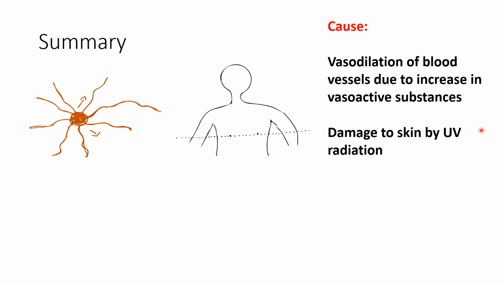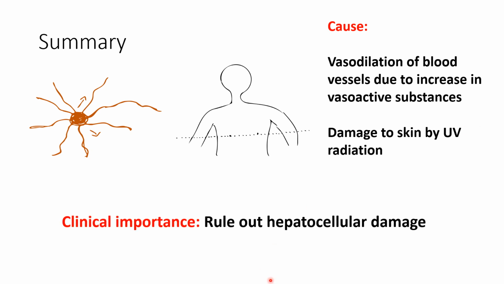And why are we reading the spider nevi? What is the clinical importance? If you see spider nevi in any patient in these areas, remember one thing: always rule out hepatocellular damage, because if it is benign or asymptomatic, it is okay. But rule out hepatocellular damage mainly by doing the LFT test.